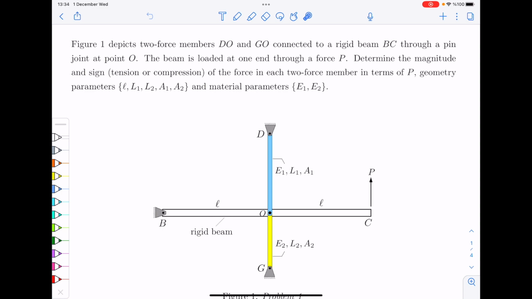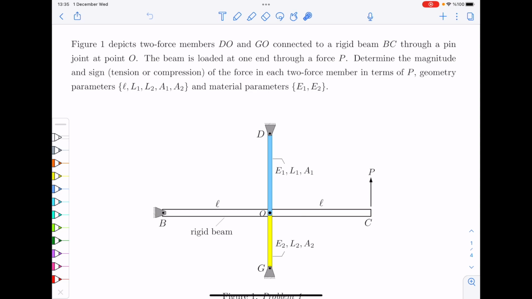Now, the material properties and the dimensions of each of these bars or members are given. So this is, let's say, E1, L1, A1. So this is member 1. If you want, this is member 2. Determine the magnitude and sign, tension or compression, of force in each of these 2 force members.